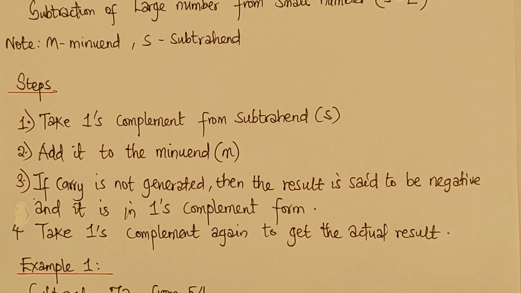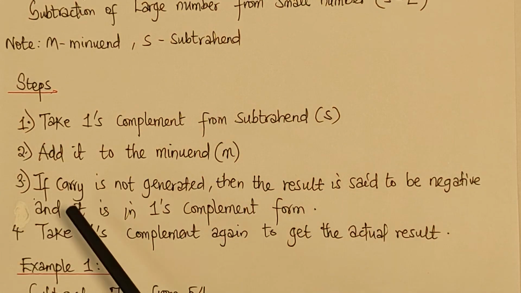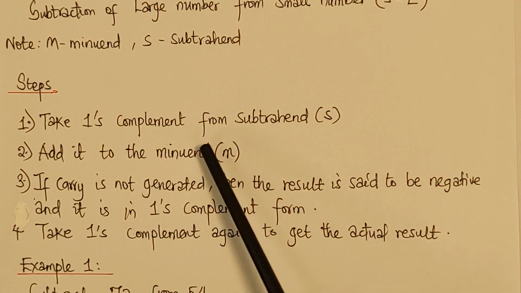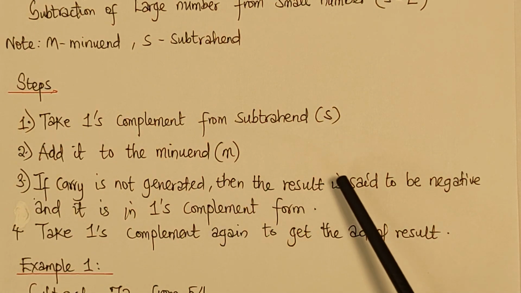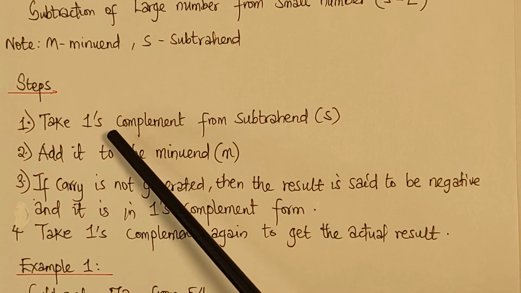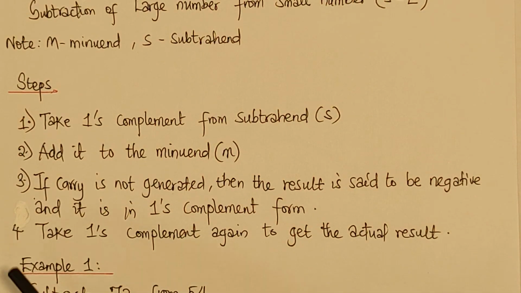So there are basically 4 steps. The first one is to take the first complement of the subtrahend. Now, when you get the value, you add it to the minuend. And the third one is, if carry is not generated, then the result is said to be negative, and it's in its first complement. Because why? We already took the first complement of the subtrahend. Now the fourth one is we take the first complement again to get the actual result.